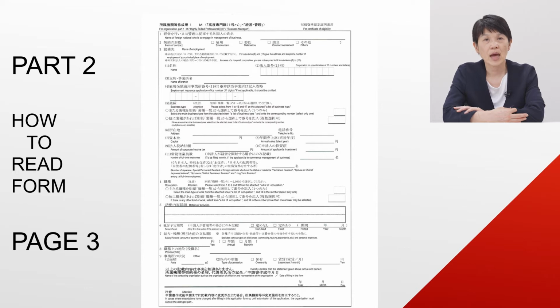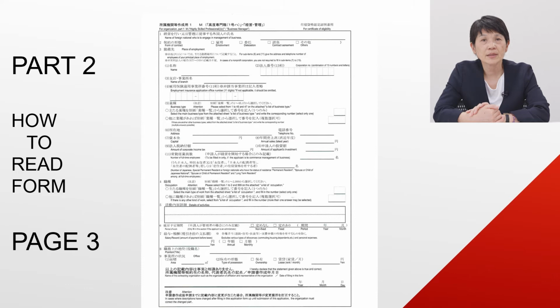And then employment insurance office number. When you hire a full-time employee, your company is required to join the employment insurance system in Japan. Once you join the employment insurance system, the number for your office in particular is notified by the employment insurance office. Then business type.